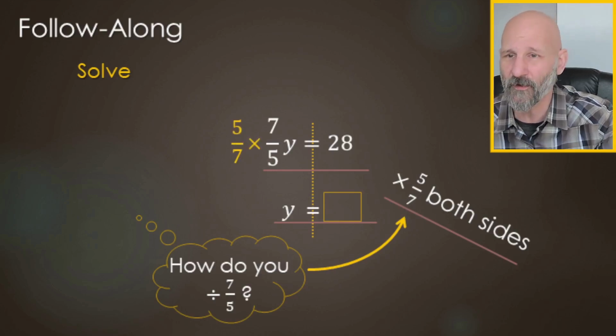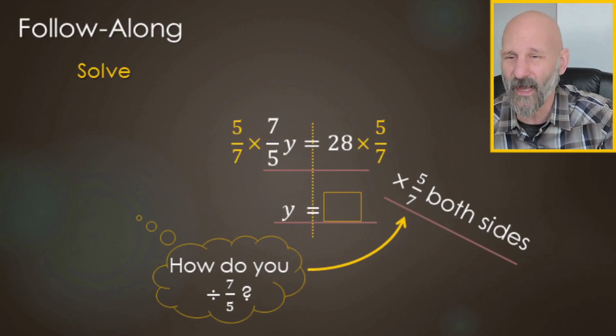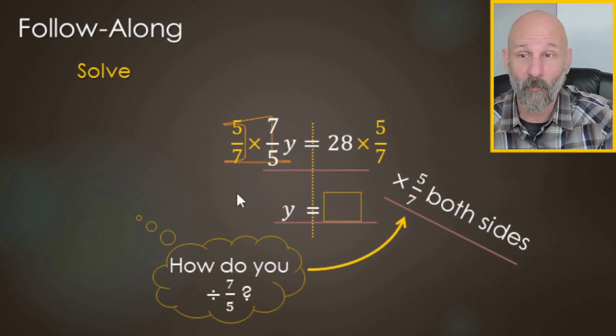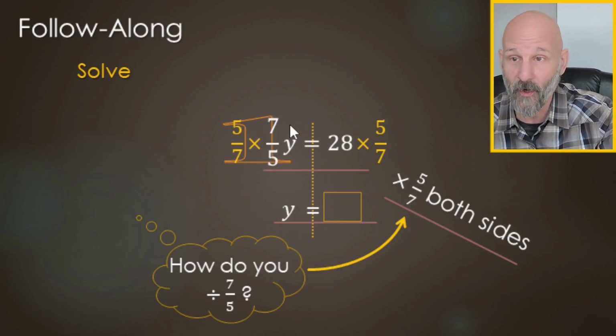So here we go. Here's what it looks like. There it is to both sides. We got 35/35. That just makes 1. That's the multiply by reciprocal part. It just makes 1y. Boom. There's our 1y. And then 28 times 5/7.